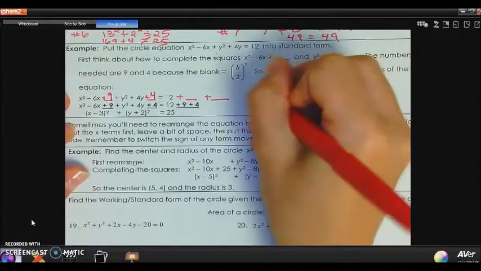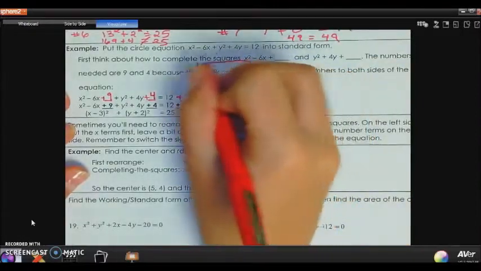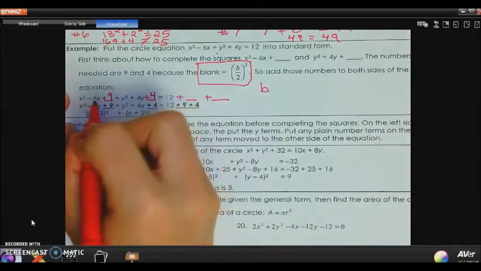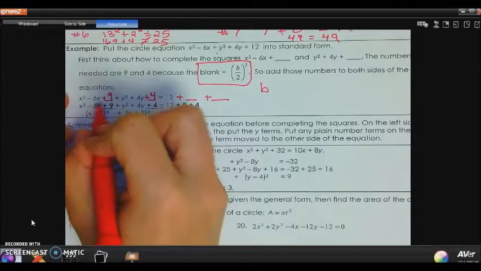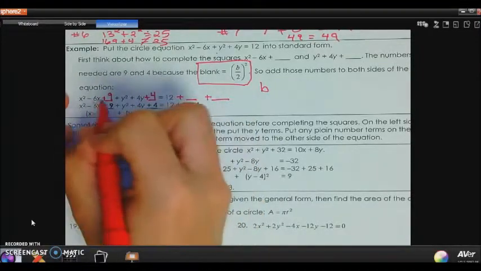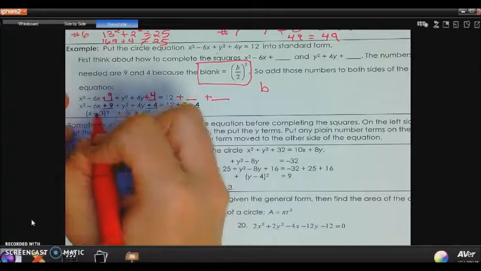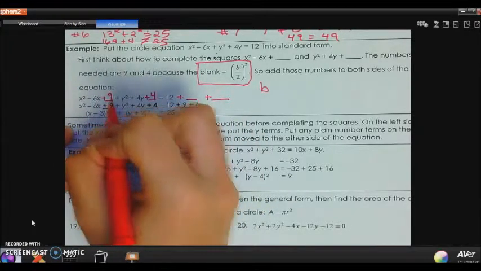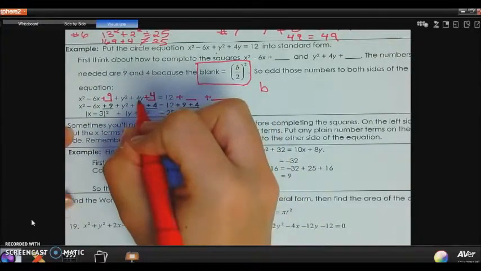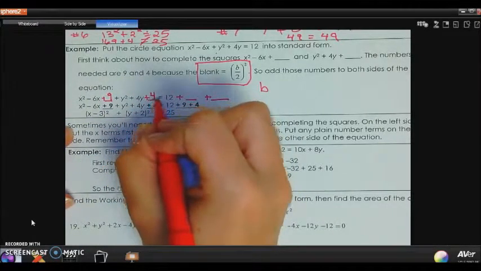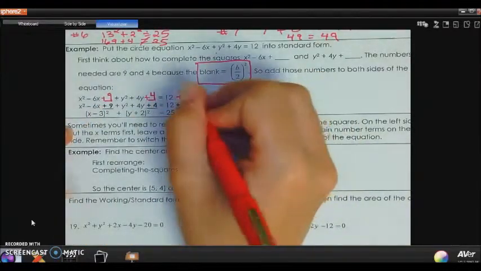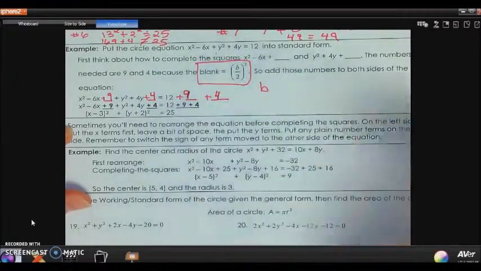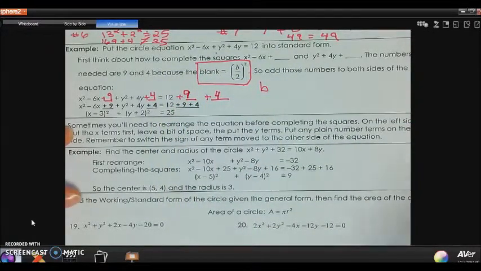To fill in the blank, you take the b, you cut it in half, then square it. The b, remember, is the coefficient on the x or the coefficient on the y, just the linear term, not the squared term, the one with just the variable. You take that 6, you cut it in half and get 3. 3 squared is 9, that's where that came from. Here, you took 4, you cut it in half and got 2. 2 squared is 4, so that's where that came from. Whatever I add on the left-hand side, I need to add on the right-hand side, so I also add a 9 and a 4 over there to keep the equation balanced.